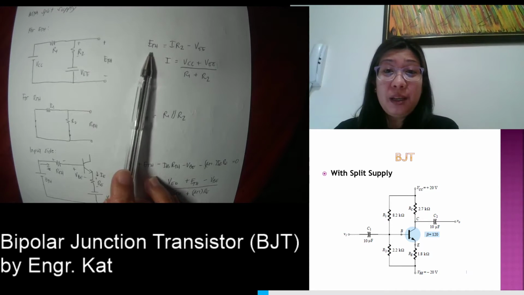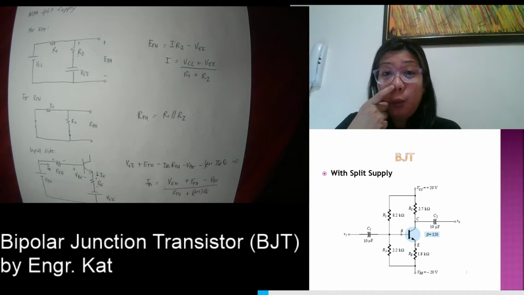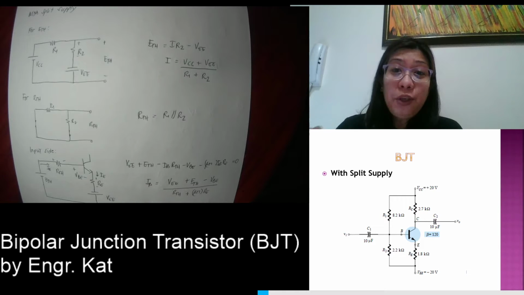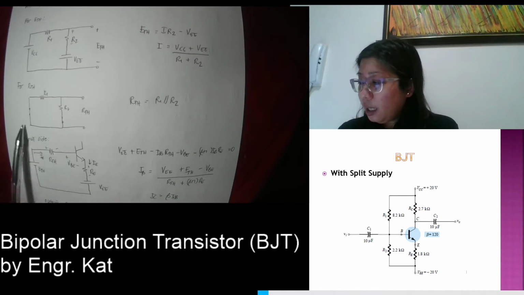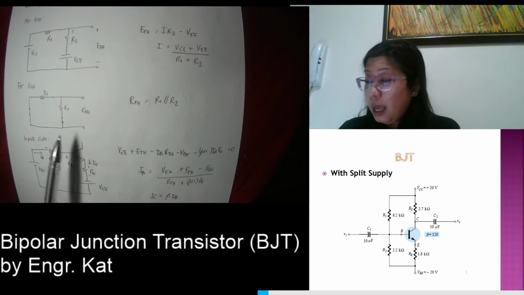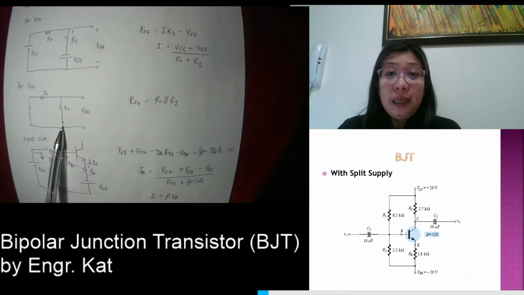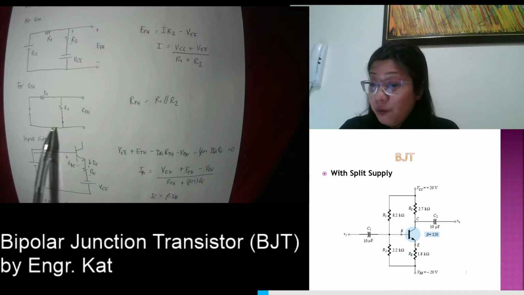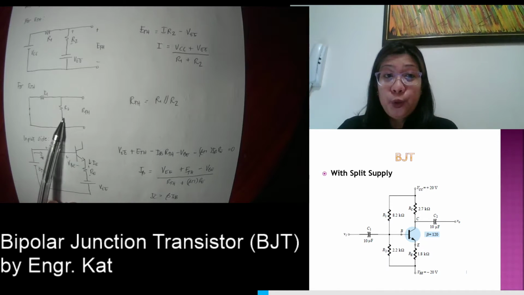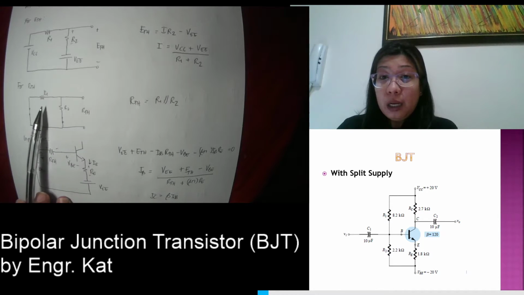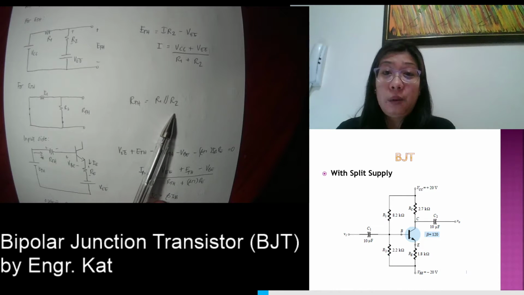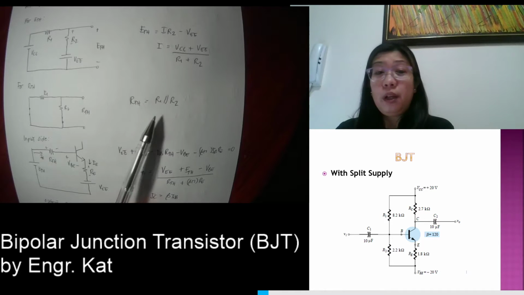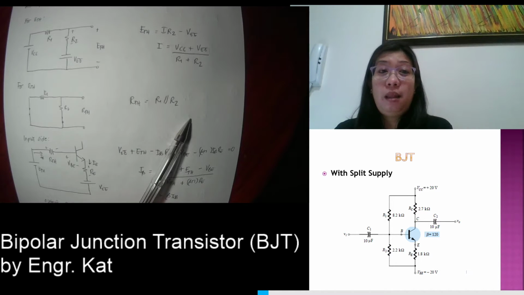It will be the same because why? In getting the RTH, we kill the source. So how do you kill those two sources? We just short circuit them. So short circuiting your VCC here and also your VEE here will leave your R1 and your R2. So solving for RTH, what is the relationship between your R1 and R2? R1 and R2 are still in parallel with each other. So RTH is equivalent to R1 parallel R2.